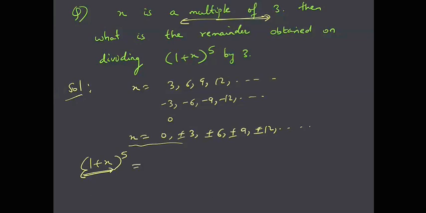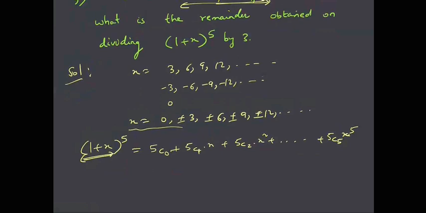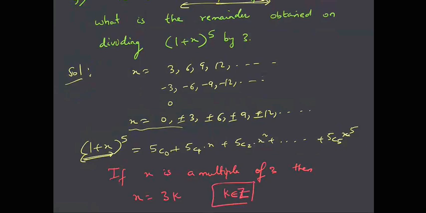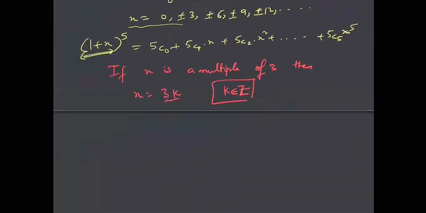So what we do is we just expand it. So this is 5C0 + 5C1 x + 5C2 x^2 + so on + 5C5 x^5. Now observe this: if x is a multiple of 3, then I can write x as 3k, where k is also an integer. So since x is a multiple of 3, I can write x as 3k.